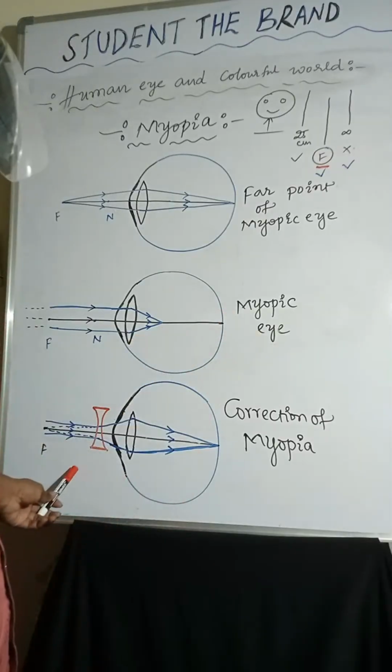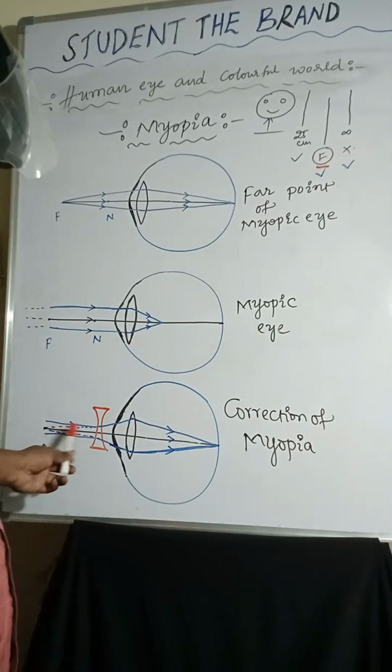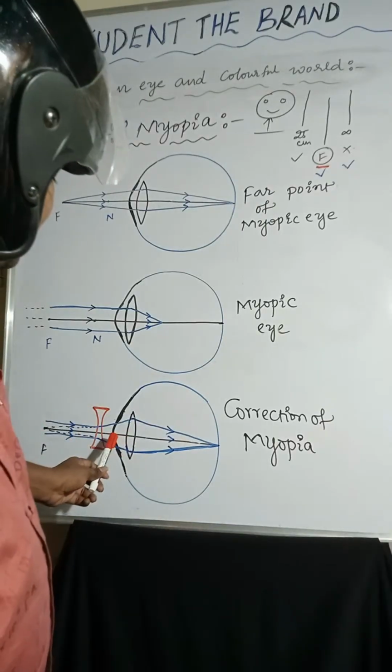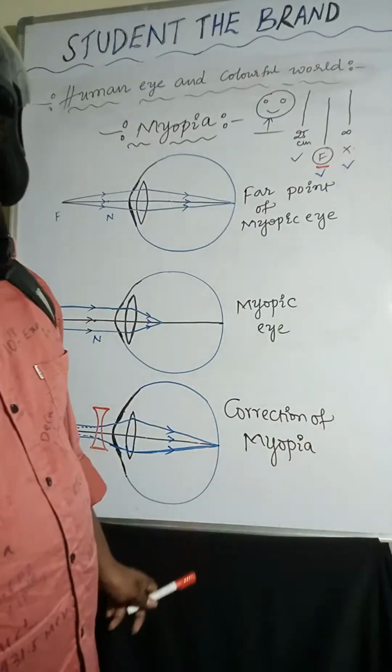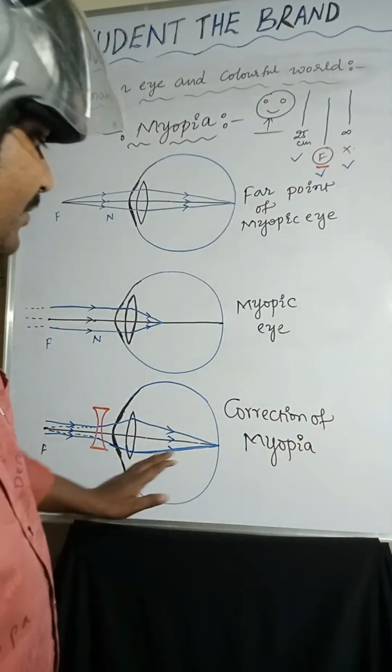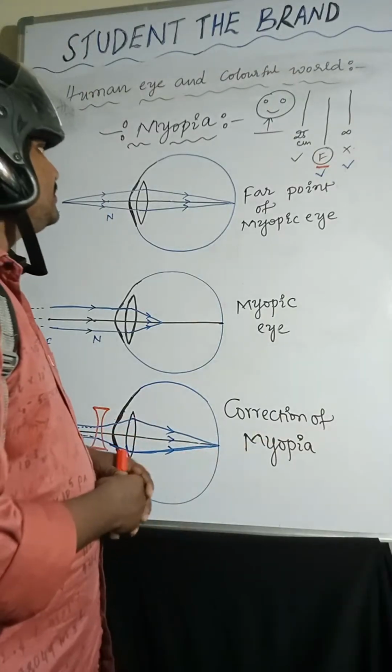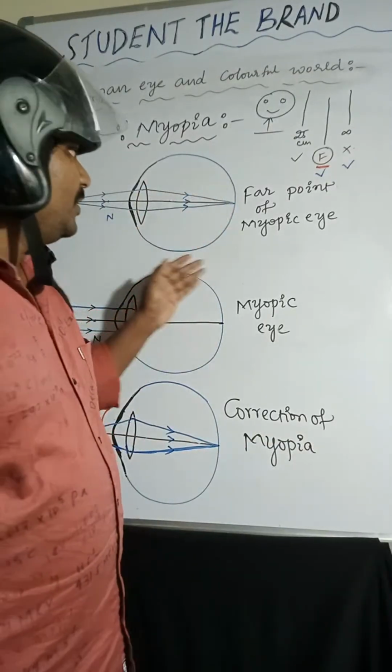Here you can see light rays coming from infinity. This is a concave lens. After refraction, the light rays will meet at the retina. Okay, so this is the correction of myopia. I hope it is very clear to you all.